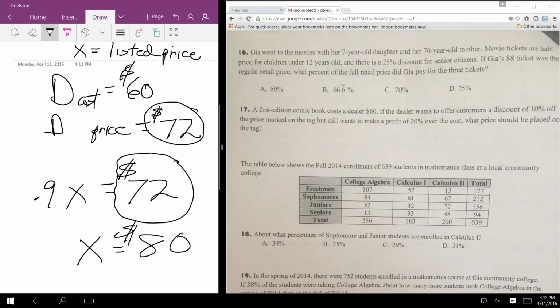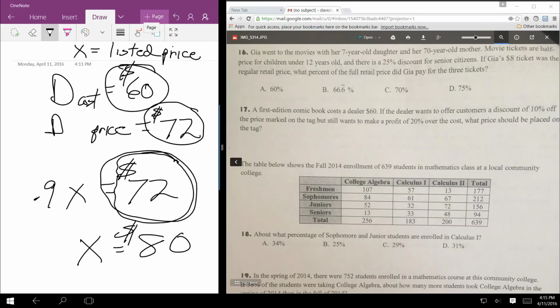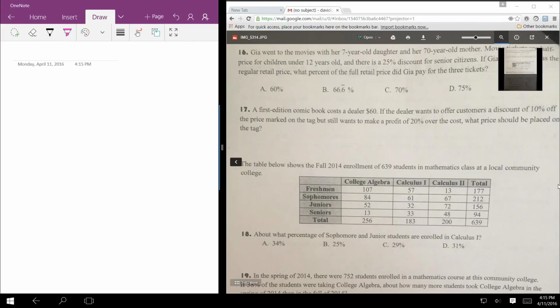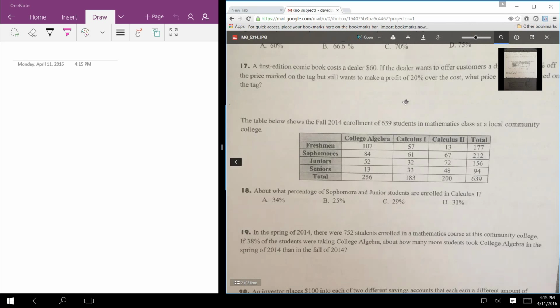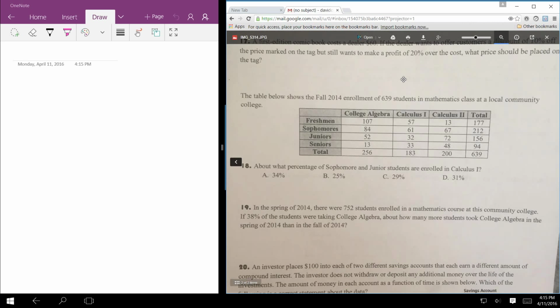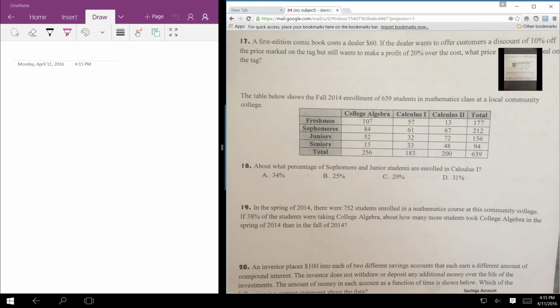Okay, so if the list price is 80, the customer is going to get 10% off. So they're only going to pay 72. So the dealer pockets $72. He paid $60 for it. He's made a 20% profit. Okay? These are more difficult than your average word problems, but still quite doable.